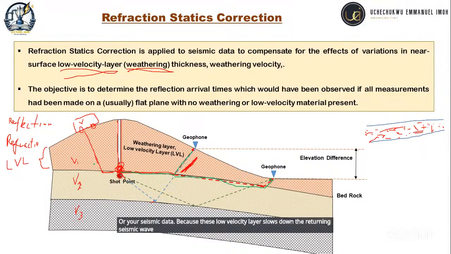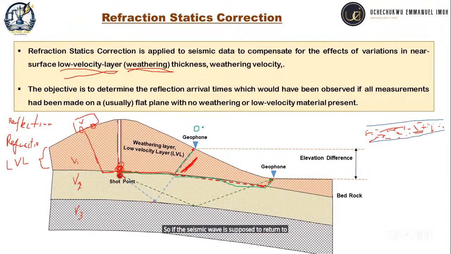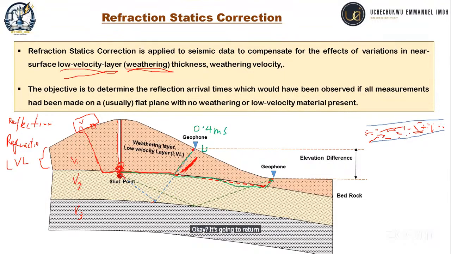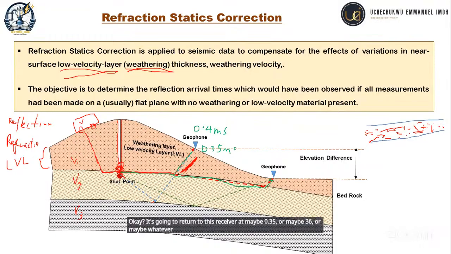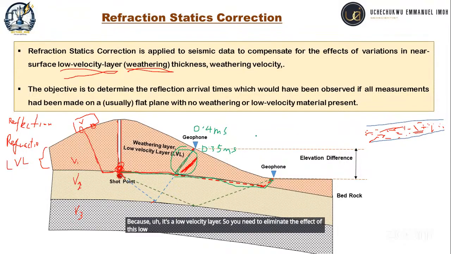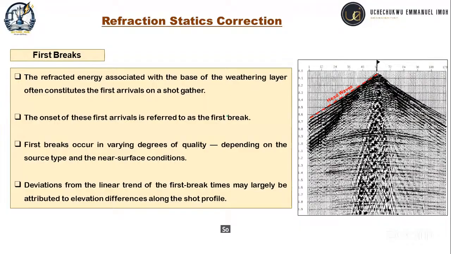Even if you're using dynamite or vibroseis, it will slow down the seismic wave as it's coming back to this receiver. So if the seismic wave is supposed to return to this receiver at maybe 0.4, it's going to return to this receiver at maybe 0.35 or maybe 36 or whatever. Why? This layer slows down the velocity of the seismic wave, because it's a low velocity layer. So you need to eliminate the effect of this low velocity layer in your data. To do that, we use what we call the first breaks.